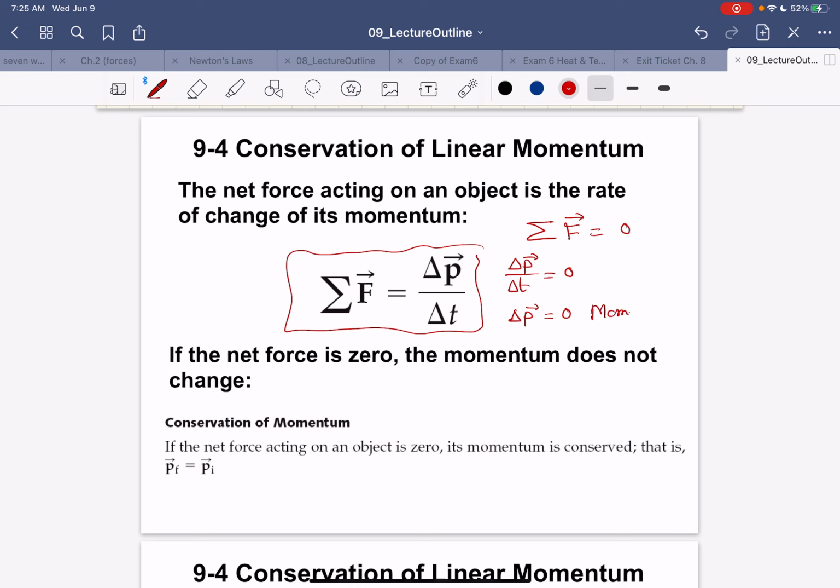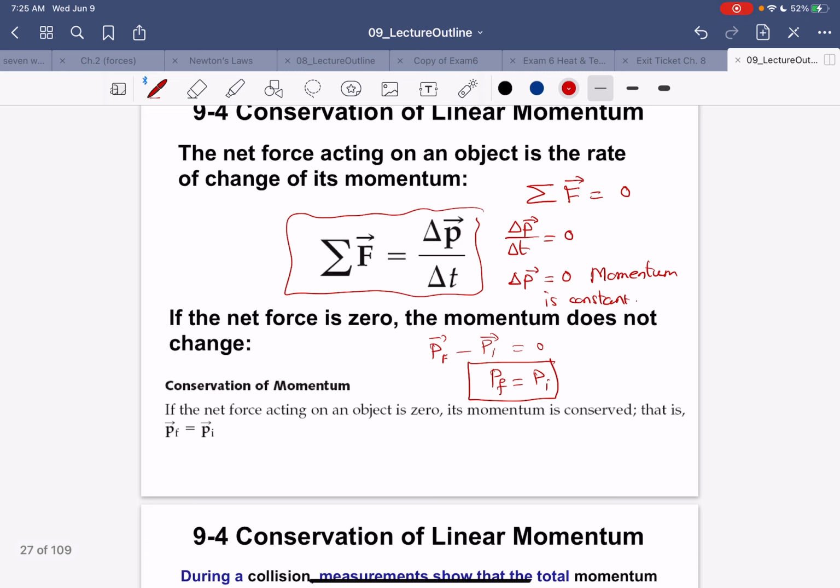Momentum is constant, which means the momentum does not change. And here I can say, since change in momentum is 0, P final minus P initial equals 0. And from that you can say P final equals P initial. This is the statement of conservation of momentum.